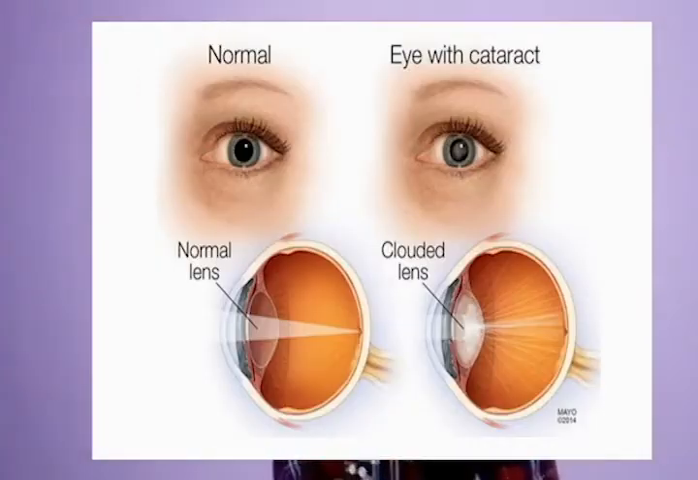Reasons for cataract. First one is age and genetical factors. The second one is the ultraviolet rays that reach the earth through the holes of the ozone layer. In this picture, you can see the lens of a healthy eye and the lens with the cataract. I think you can see the difference between these two lenses.